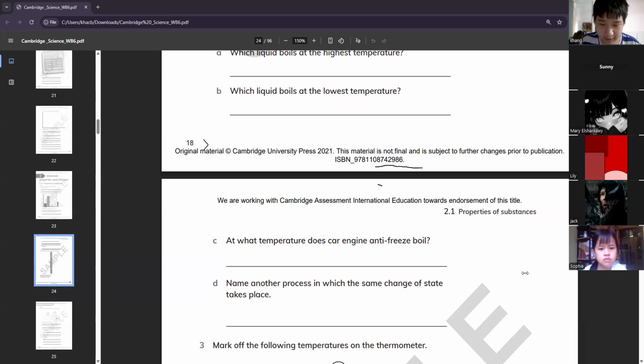Anyone? All right, so the word I was looking for is evaporation. It's the same change of state because it goes from liquid to gas, which is what boiling is.